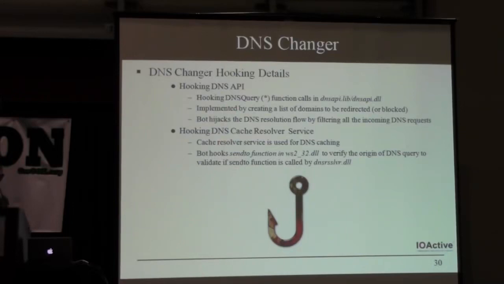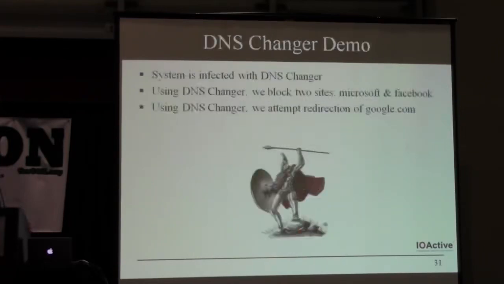Another interesting one is hooking the DNS cache resolver. We need caches because we don't want to force the browser to query the DNS server every time if the entry is present in the cache; we just fetch it from there. In that case, a sendto function is called in Windows ws2_32.dll. So what the bot does is verify that function. If it is called, it knows the browser is connecting to or using the cache resolver service to get the DNS mapping. But that's not the case. Let's take a look at how.